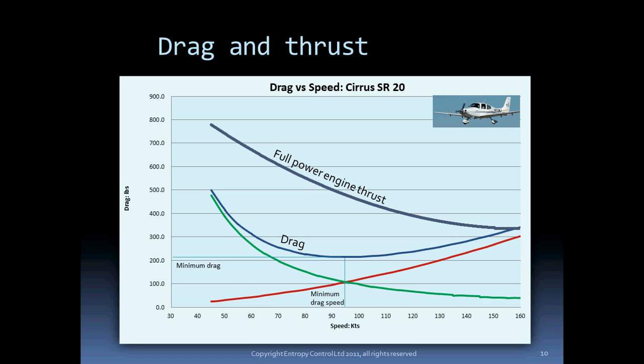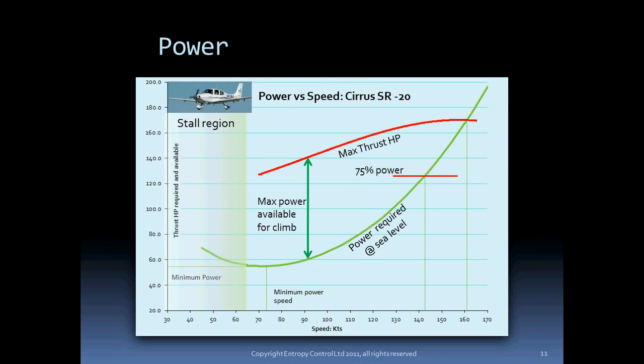But in fact, because piston aircraft operate more in terms of constant power than constant thrust, it's more instructive to look at the performance in terms of power. Power, as you remember, is drag or thrust times the speed.